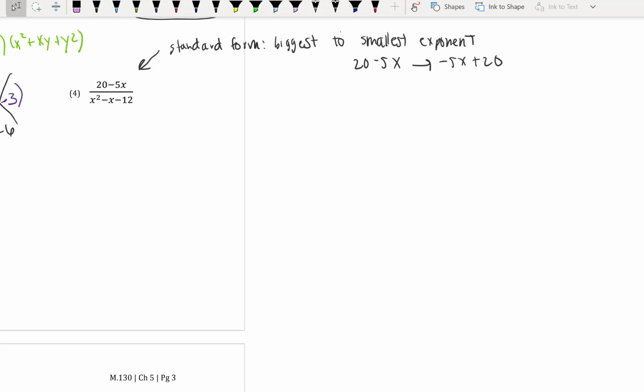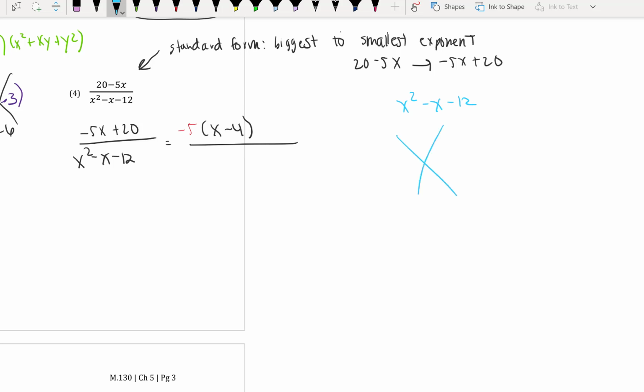So I'm going to rewrite this as negative 5x plus 20 over my x squared minus x minus 12. So here I can see my GCF in my numerator is a negative 5, so I'm left with an x minus a 4. Now, if I'm looking at my x squared minus x minus 12, if I were to do the AC method, I would have a negative 12 and a negative 1, which would give me a negative 4 and a positive 3.